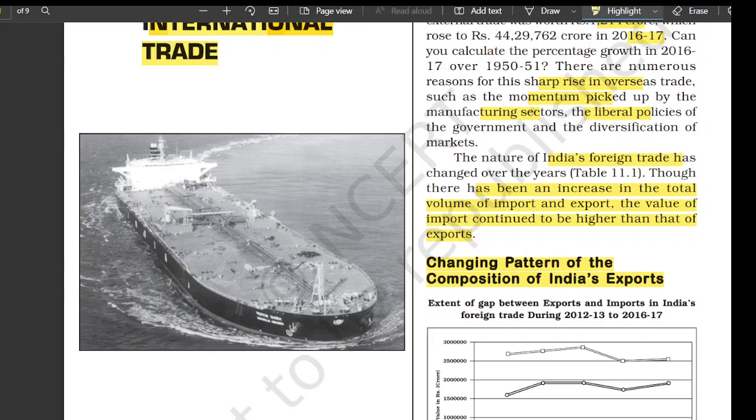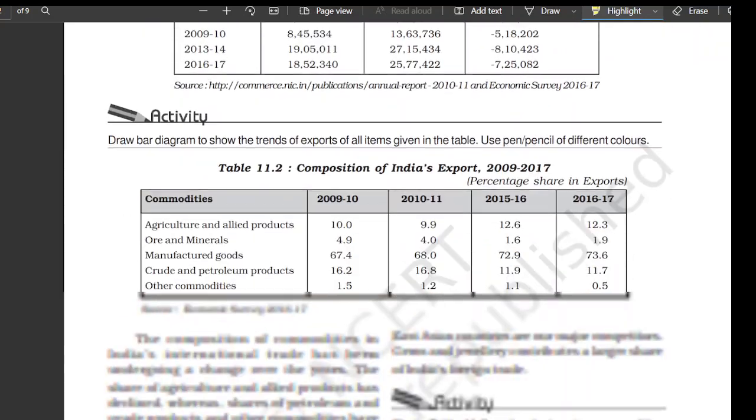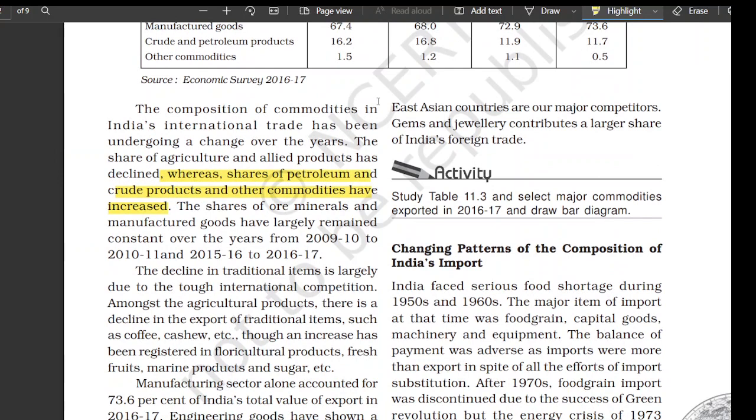Changing pattern of composition of India's exports. The composition of commodities in India's international trade has been undergoing a change over the years. The share of agriculture and allied products has declined, whereas shares of petroleum and crude products and other commodities have increased. The shares of ore minerals and manufactured goods have largely remained constant over the years from 2009-10, to 2010-11, and 2015-16 to 2016-17.